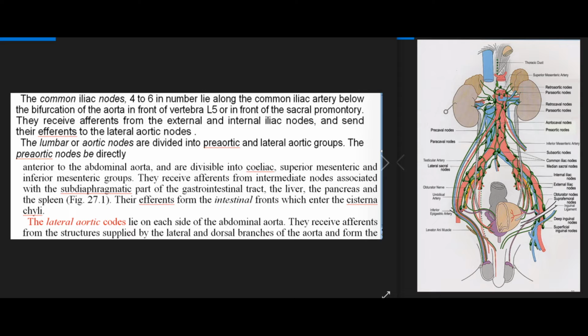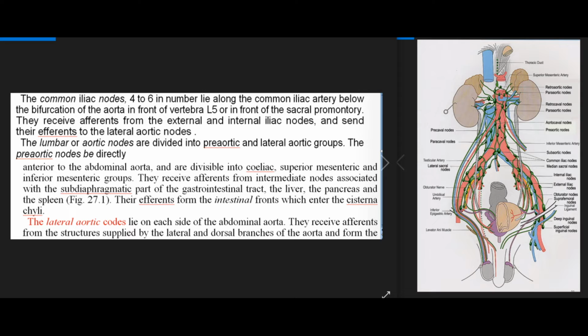The lumbar or aortic nodes are divided into preaortic and lateral aortic groups. The preaortic nodes lie directly anterior to the abdominal aorta, and are divisible into coeliac, superior mesenteric and inferior mesenteric groups. They receive afferents from intermediate nodes associated with the subdiaphragmatic part of the gastrointestinal tract, the liver, the pancreas, and the spleen. Their efferents form the intestinal trunks which enter the cisterna chyli.